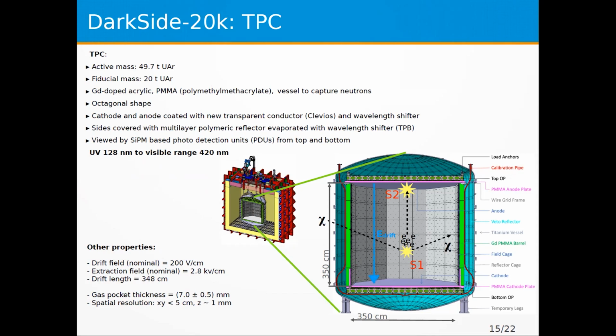Here I noted some other properties. The drift field in the TPC chamber is 200 volts per centimeter, which is the standard value also for DarkSide-50. There is the extraction field that extracts electrons from the liquid phase into the gas phase. And we expect the spatial resolution, so X and Y, below 5 centimeters, and the Z coordinate around 1 millimeter.